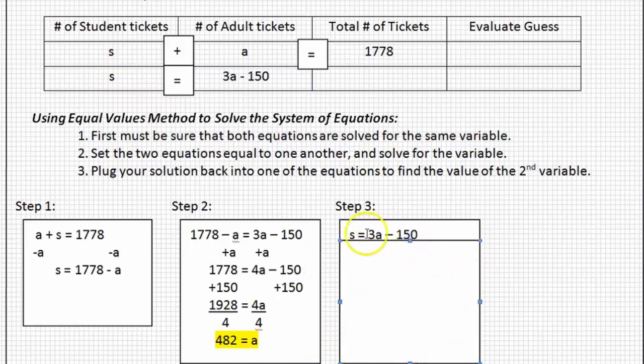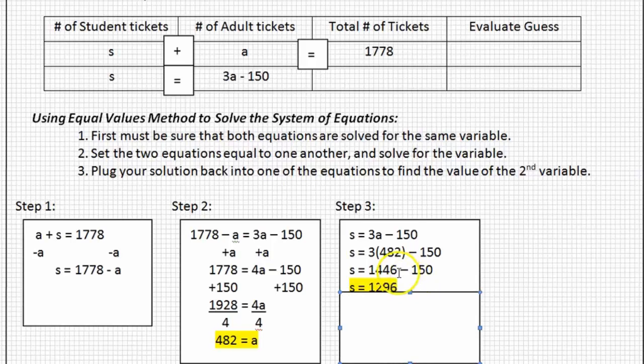So I've just jotted that equation down here. s is equal to 3a minus 150. And now I'm going to plug in my solution from step 2 in for a, which is 482. And go ahead, feel free to work ahead of me, pausing the video if you need to. I multiply that out, and 3 times 482 is 1,446. And so that minus 150 is going to be equal to the number of student tickets. And if I take 1,446 and I subtract 150, I end up with s is equal to 1,296.